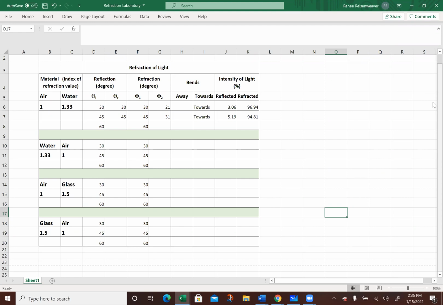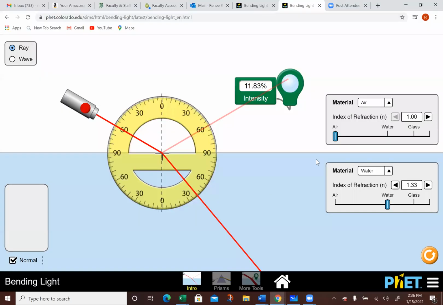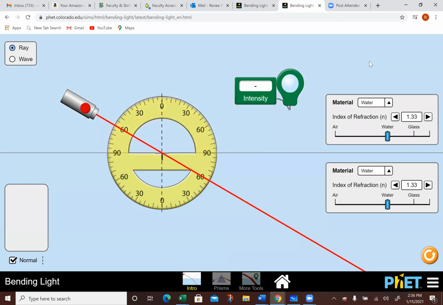Okay, gentlemen, for the sake of time, we have about 5 minutes left. I don't know if any of you are on the water and air one, but something really strange starts to happen in the water and air one. Did anybody get to 60 degrees on water and air? Yes, ma'am. What did you notice, Antonio? It starts to go back into the water instead of going through. You're right. Okay, so everybody else, if you want to just pause real quick.